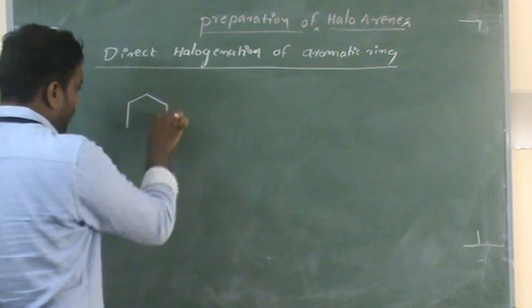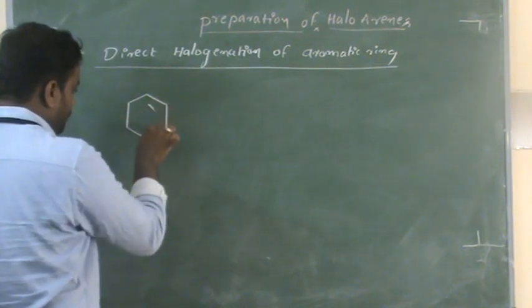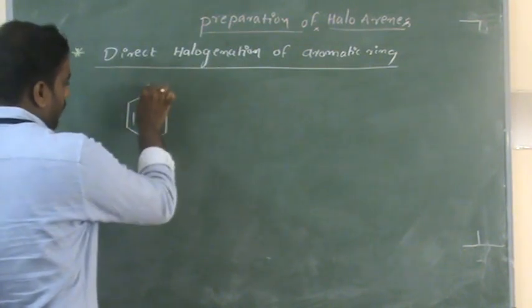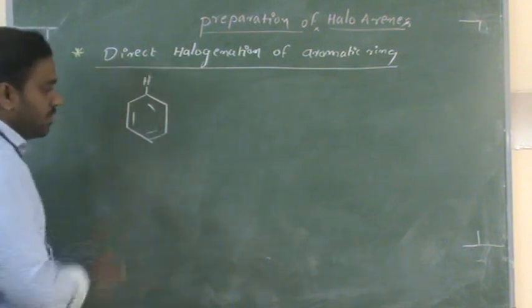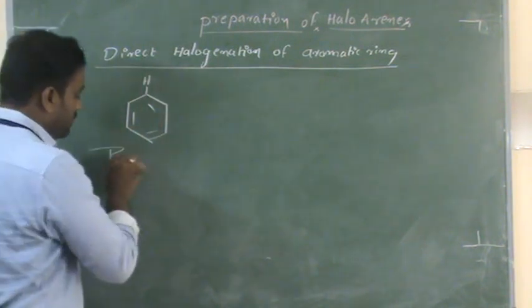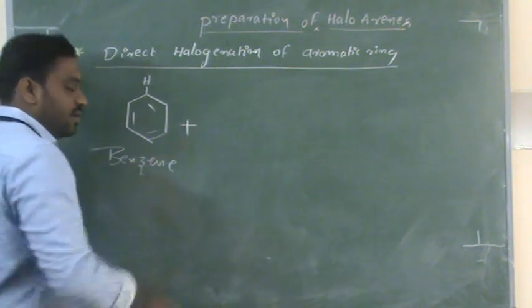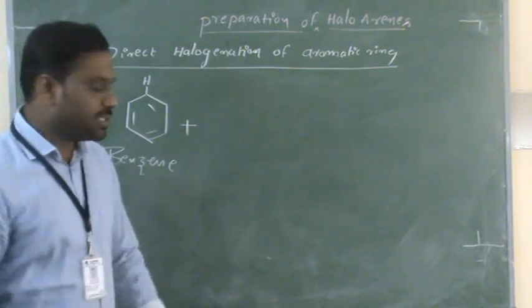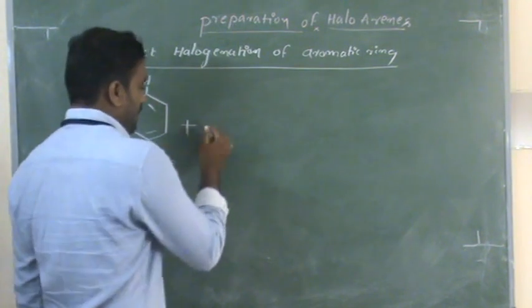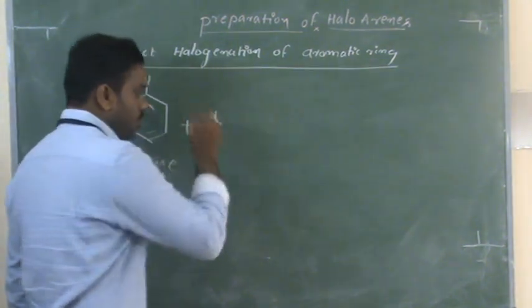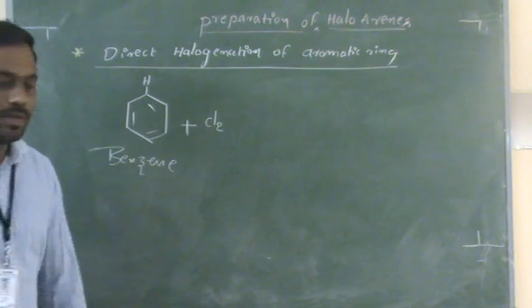So this is the aromatic ring, benzene. What is present here? Six hydrogens are present here. So benzene can undergo direct halogenation. It means you take halogens, like you can take Cl2, chlorine is our halogen.